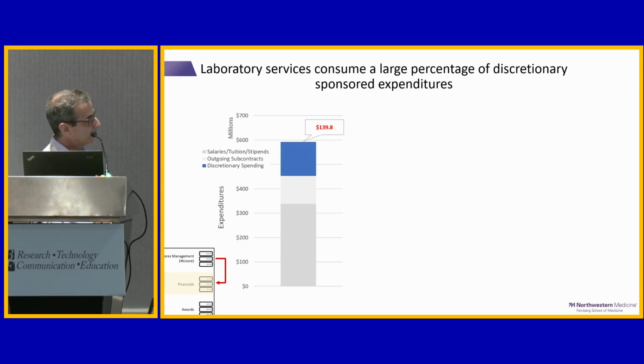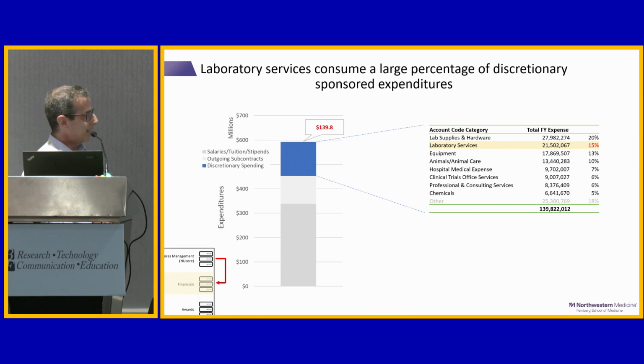So if we take those financial accounts from the core management system and now go directly into the financial system, we can actually look at expenditures and how the investigators are choosing to spend their money. So there was about $600 million in expenditures. The largest portion of that is salaries, tuition, stipends. These are things that you don't have any choice over, right? You have to pay your salaries, and so we'll put those aside. There's a block of outgoing subcontracts. Again, this is money that's just passing through the university. You don't have much control over how that's spent. But there was $140 million in what I would call discretionary spending. This is the money that's left over after salaries and after contracts that the investigator gets to decide how they're going to spend to get their research done.